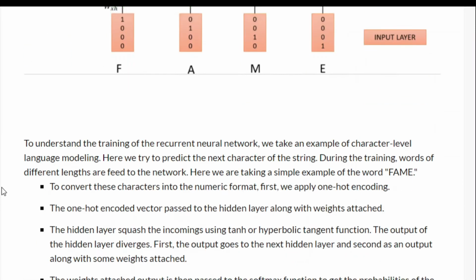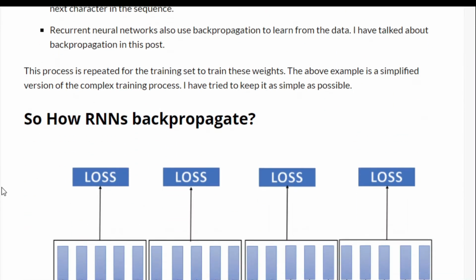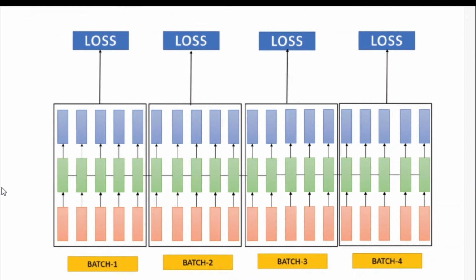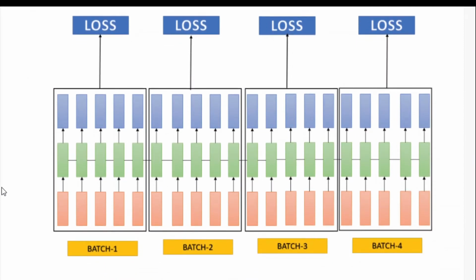Next, I would like to talk about backpropagation. But before that, we need to understand one more thing, that is training in batches. And this is something we do more often in deep learning. We do not train the network on the whole data. So why do we do that? There are two reasons for that.